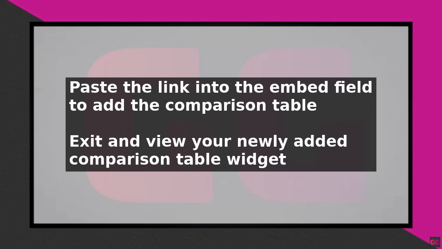Then click Add Block and select Embed. Paste the link into the Embed field, and your comparison table will be added to your website. You can then exit and view your newly added widget.